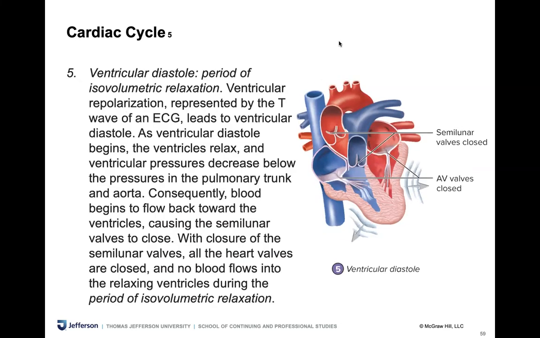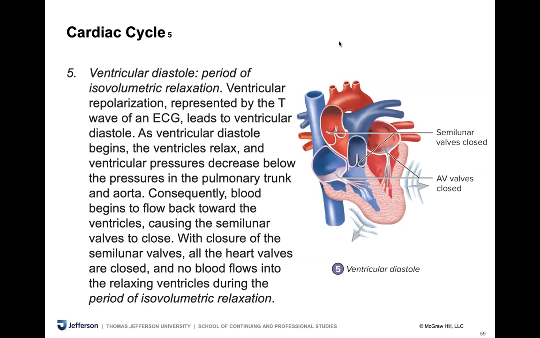The fifth phase is ventricular diastole. This is the period of isovolumetric relaxation. Ventricular repolarization is represented by the T wave of an ECG. This leads to ventricular diastole. As ventricular diastole begins, the ventricles relax and the ventricular pressures decrease below the pressures in the pulmonary trunk and aorta.